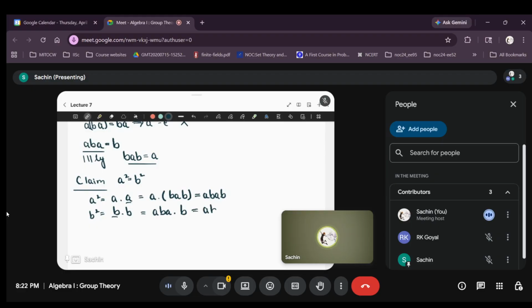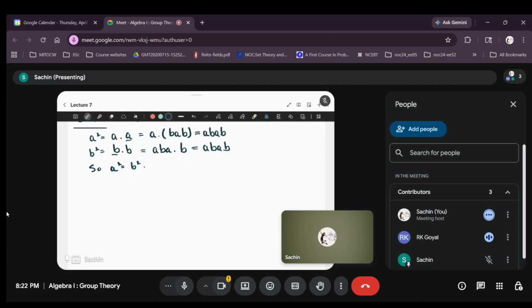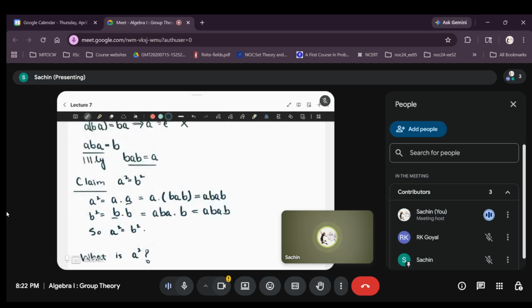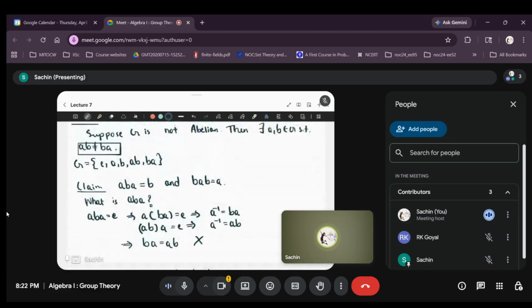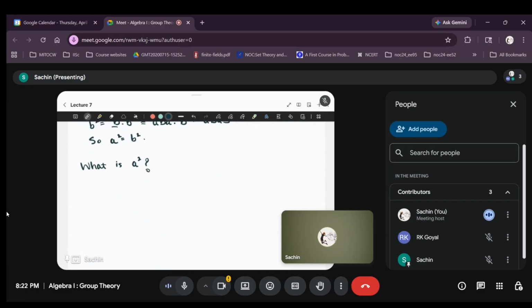Then this will also become equal to ABA. So A square is equal to B square, right? Then we say what is A square? From closure, A square is also in the group because A is in the group. G was the group E, A, B, AB, and BA.